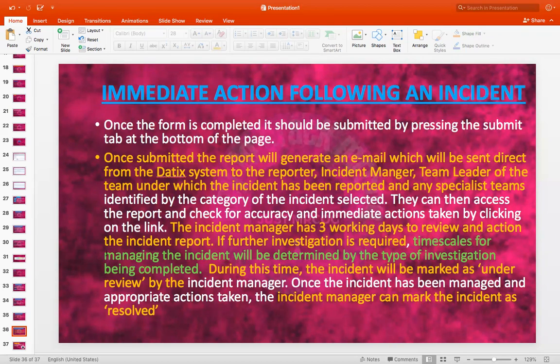And the time scale for managing the incident will be determined by the type of investigation being completed. So the time scale is different for different kinds of incident. During this time, the incident will be marked as under review by the incident manager. Once it has gone through investigation, and the incident has been managed and the appropriate action is taken, then the incident manager will mark it as resolved.